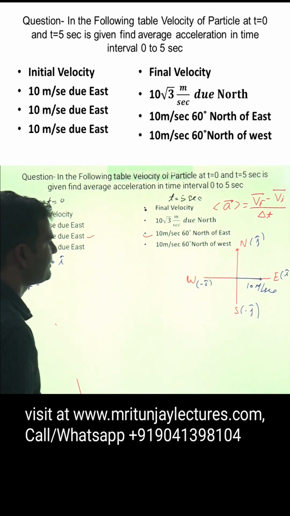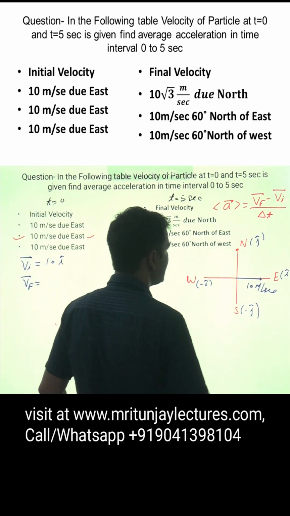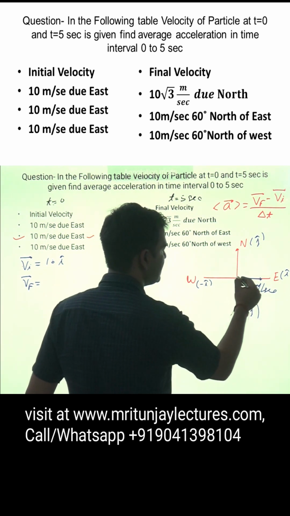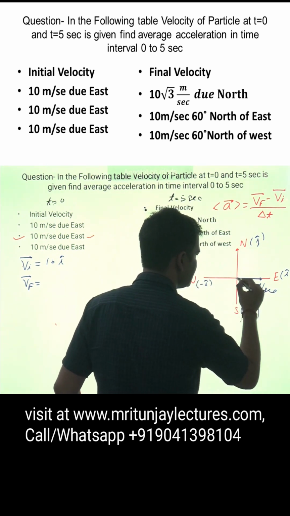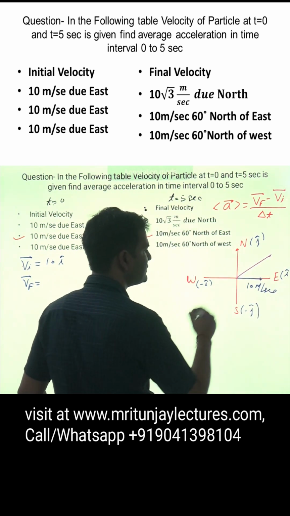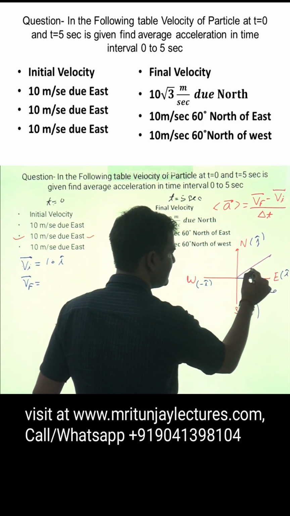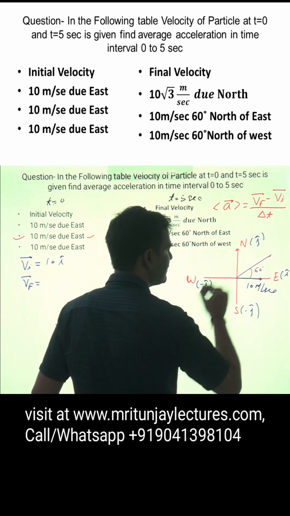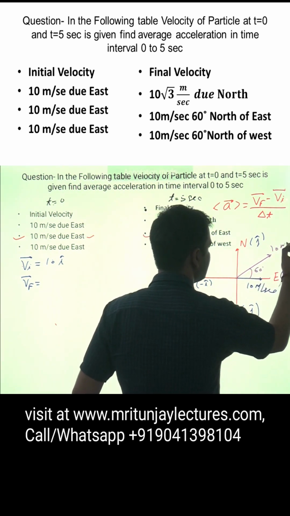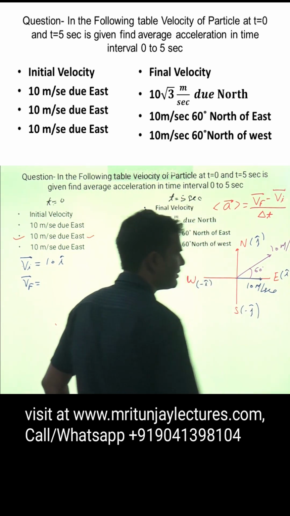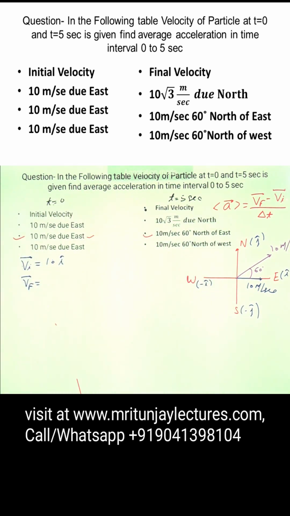After that we focus on the final velocity. The final velocity is 10 meter per second, 60 degree north of east. 60 degree north of east means that one, that is 60 degree. Clear or not? That is how much velocity? That is 10 meter per second. Clear?